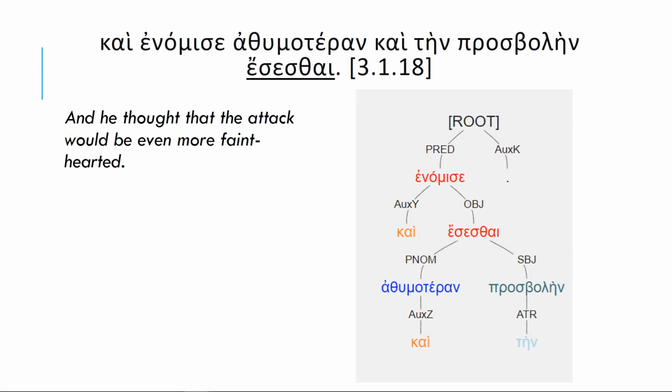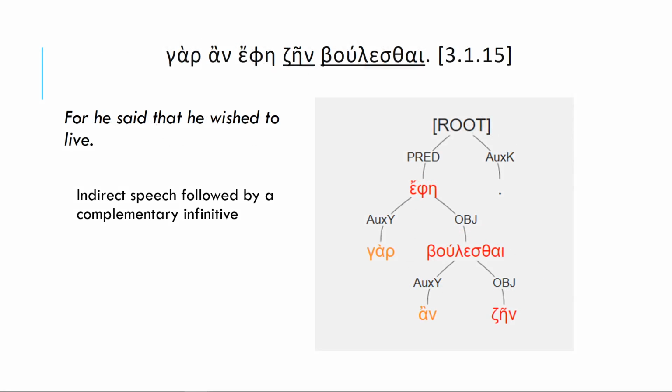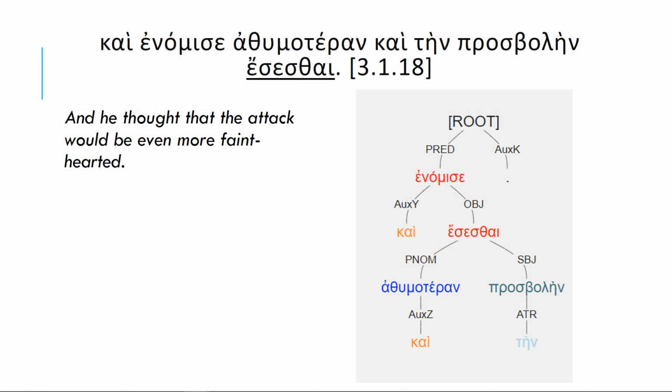He thought it would be faint-hearted. What would be faint-hearted? That the attack would be faint-hearted. So this is the future of the verb to be, used often in this kind of construction. He thought the attack would be faint-hearted. Now notice, we don't know whether it's the faint-hearted would be the attack or the attack would be faint-hearted. If these are both nouns, you have to choose which you think is the subject and which you think is the object, because they're probably both going to be in the accusative, because the subject of infinitives are in the accusative. So those are all pretty straightforward.